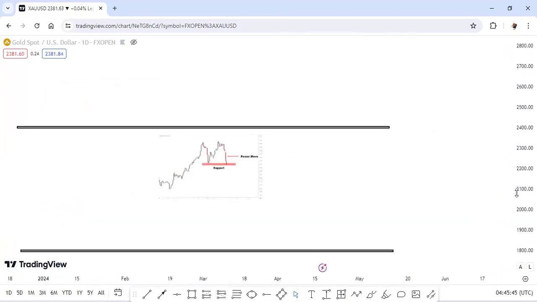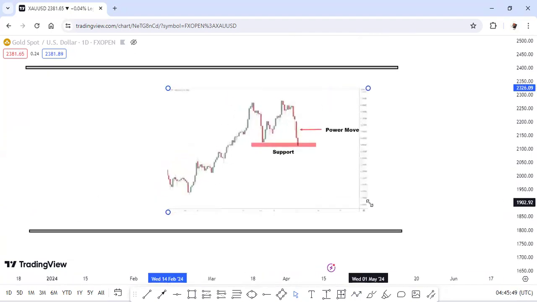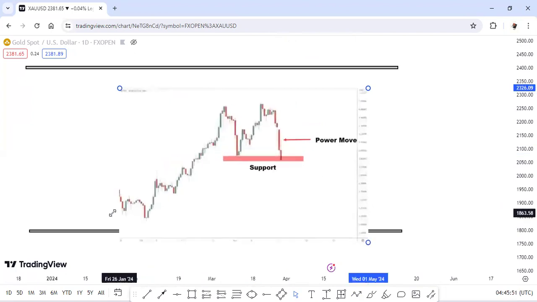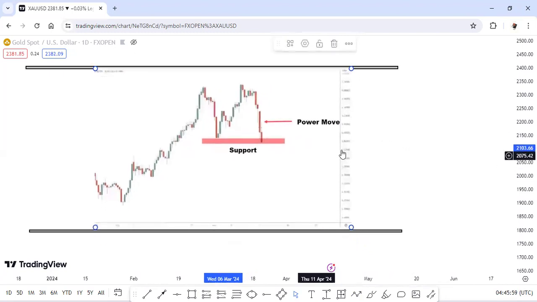In this chart here, you can see what I consider a power move to a support zone or to a resistance zone. In case you open your chart, the first thing you have to check is the direction of the trend. Is it up or down? If the market is coming down, watch the particular force with which the market takes that direction.